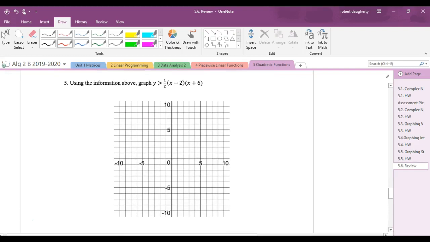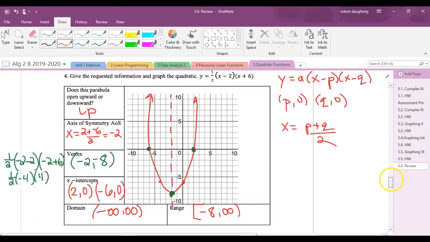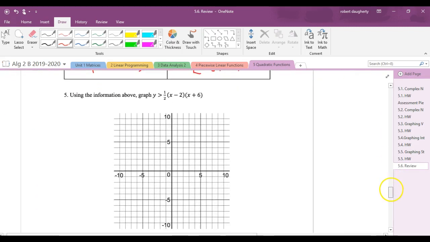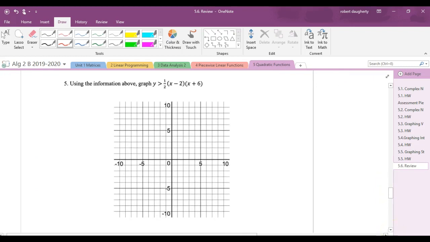Okay, next thing I'm asked to graph the inequality. It's the same parabola that I just graphed. It's going to be a dotted line. So let's just regraph this guy. What was it going to be at -2? So 1, 2, this was the axis of symmetry. And -8 was right here. And -6 and 2 right here. So graph this with a dotted curve.